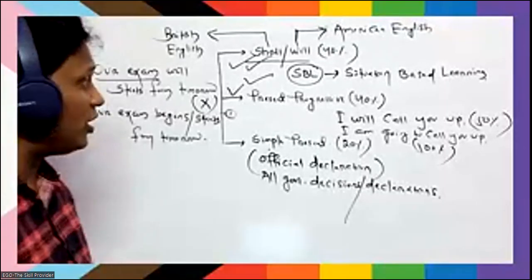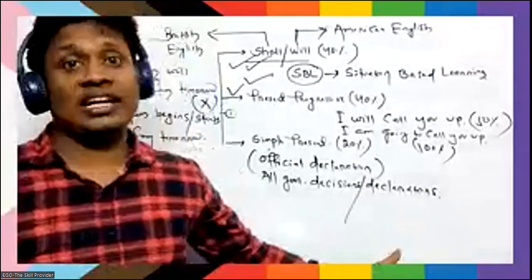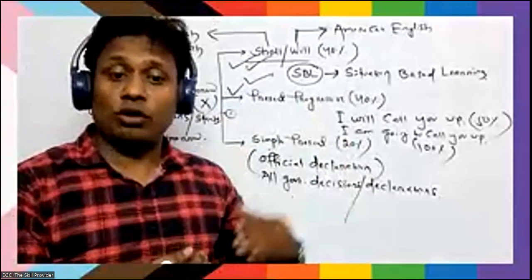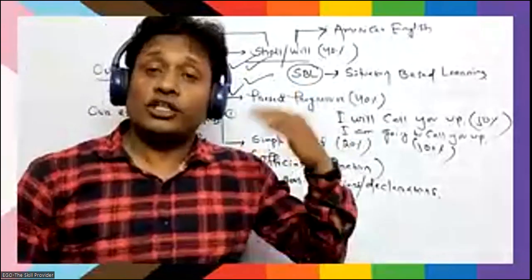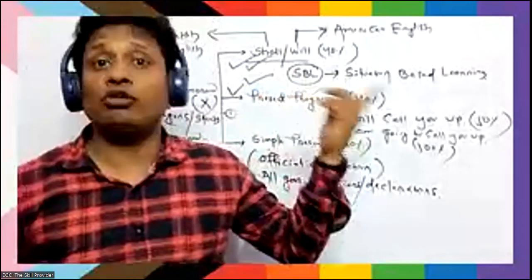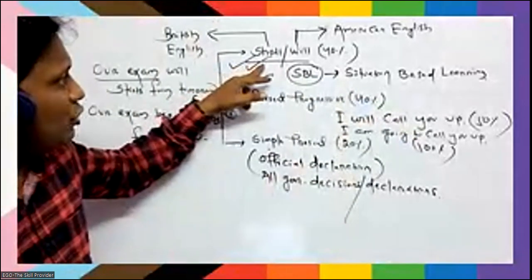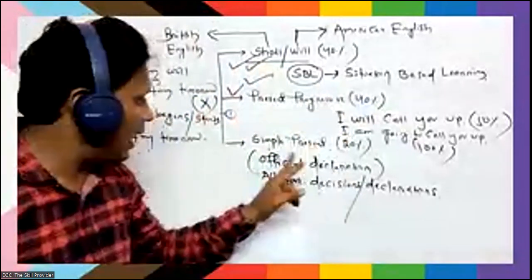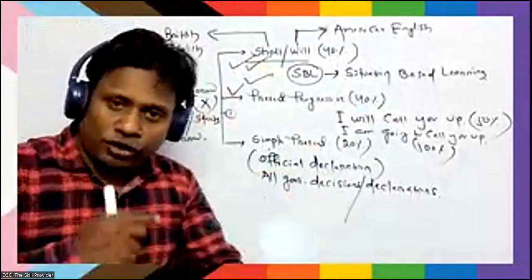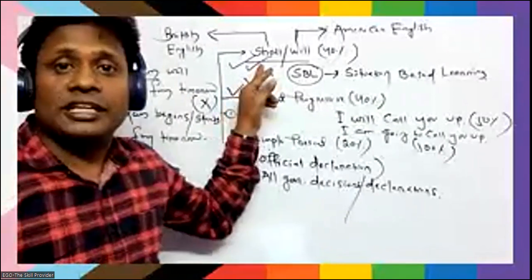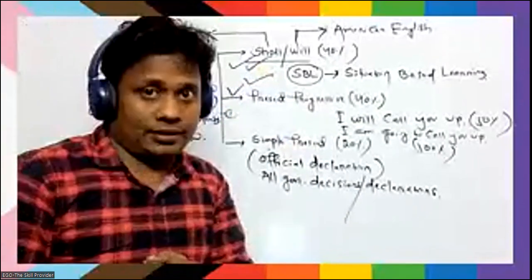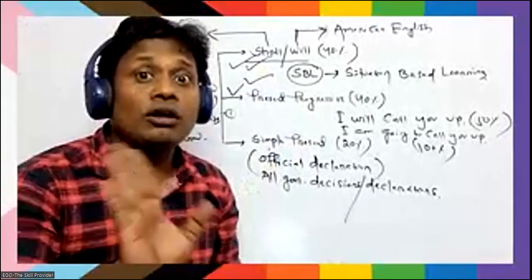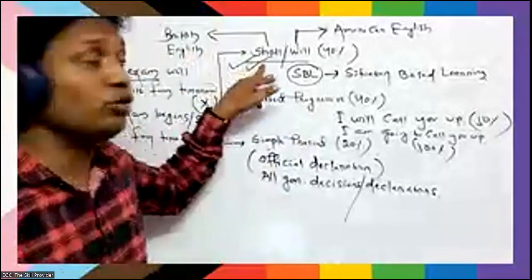Future time is very essential to express your thoughts, your emotions, anything like that, because we human beings are confined not only to the present but also to the future. Whatever decision you take, certain decisions also pertain to the future. So for expressing future, you can use shall and will, you can use present progressive, and you can use simple present. If you are not 100% sure to do something, you can use only shall and will.